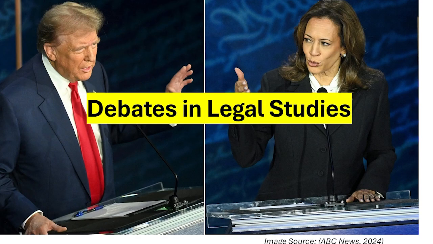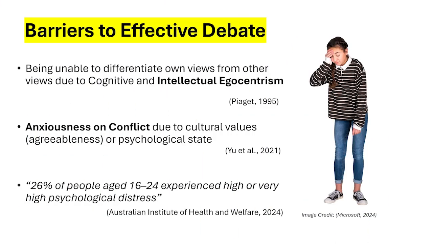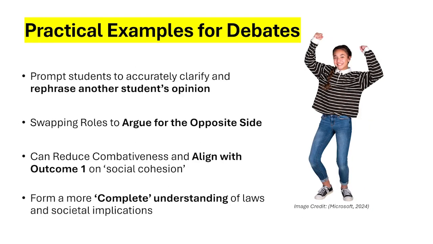Debates in legal studies can also be effective or problematic for a number of reasons. Firstly, Piaget identified egocentrism in the earlier stages of development, and this is not to say it would not be present in the classroom and impede upon learning objectives. Debates are also a form of controlled conflict, and this might clash with cultural values, or it may trigger anxiousness upon certain students experiencing distress. Egocentrism and being unable to consider another student's views may not align with Outcome 1 on social cohesion, and would not present students with a complete understanding of the law.